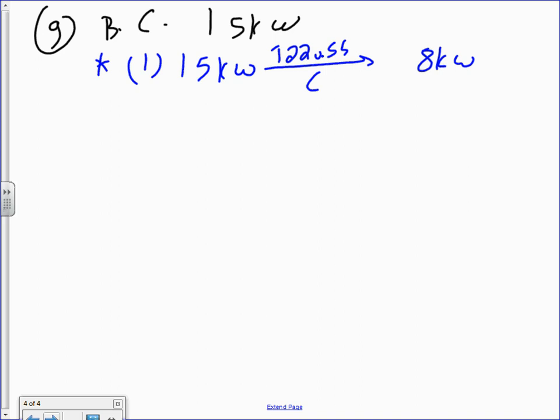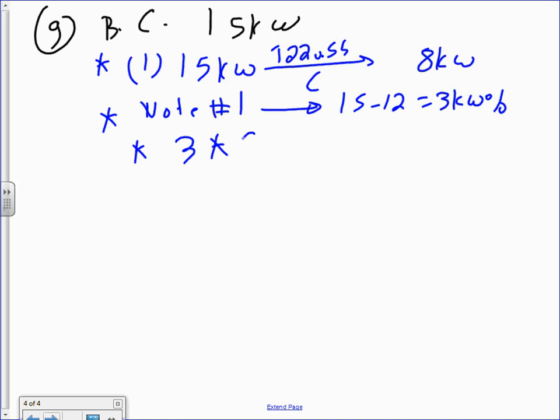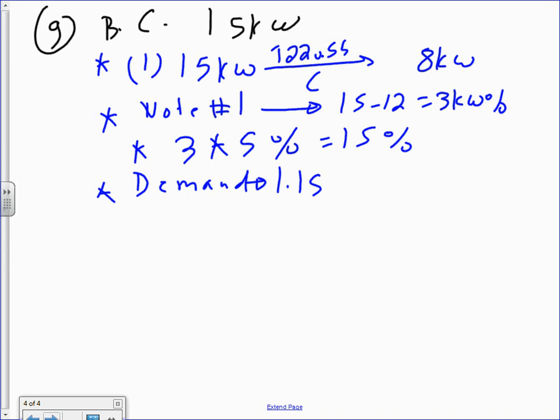There's one other problem. We also have to apply note number one here. Note number one will tell you to take the 15 minus 12, which gets you 3 kW. Then the same note tells you to take the 3 and multiply it by 5, which gets you 15%. Finally, your demand is 1.15 times 8. That will get you a healthy 9.2 kW.